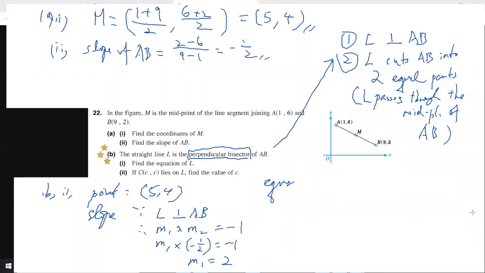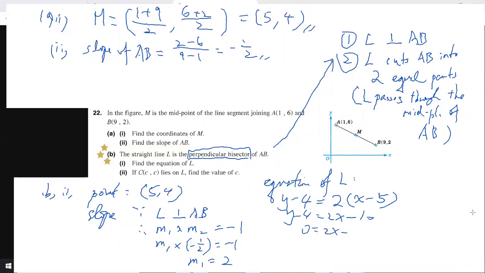Equation of L will be y minus our y1, 4, equals m, that is our slope, times x minus x1. Okay, so removing bracket is 2x minus 10, moving all terms to one side. Okay, and then 2x minus y minus 6 is equal to 0. So that is the answer.